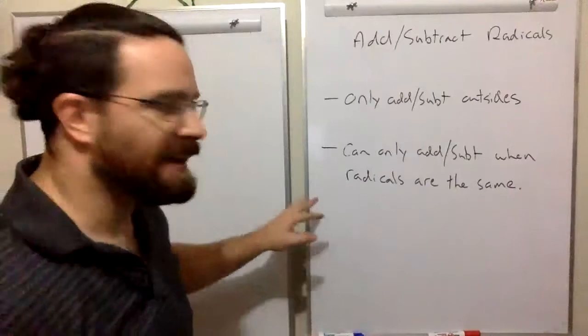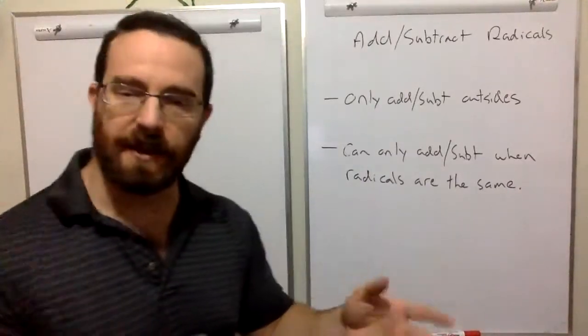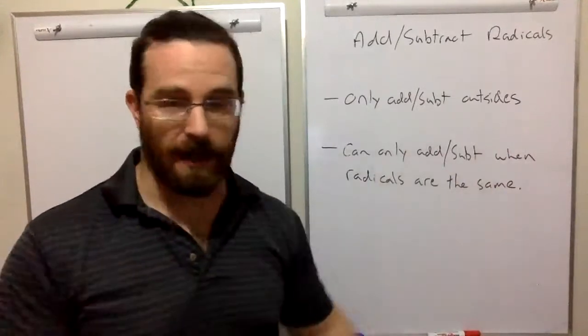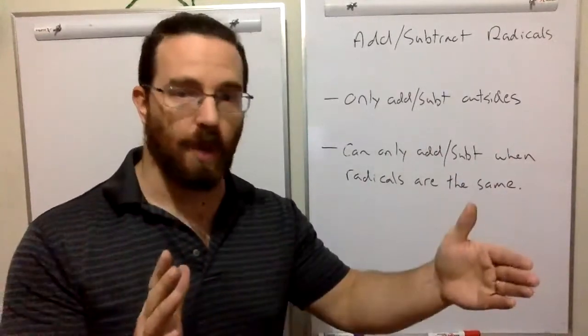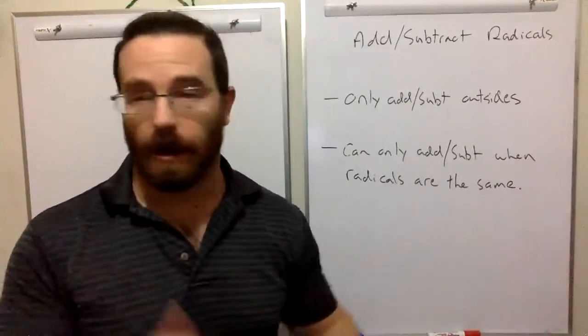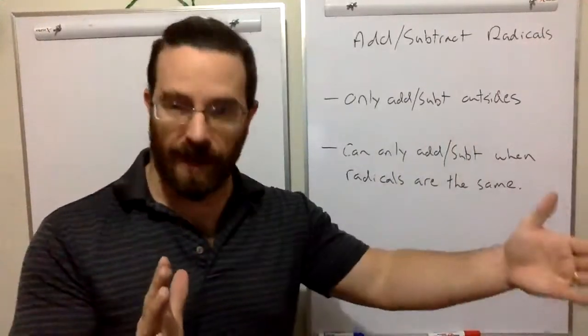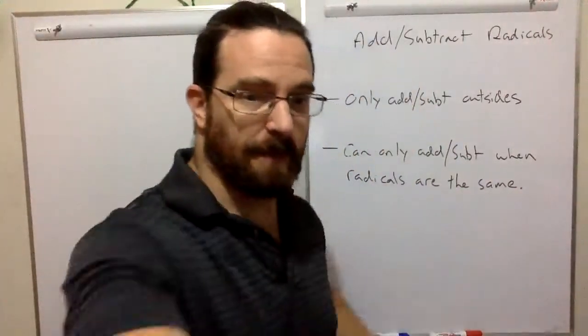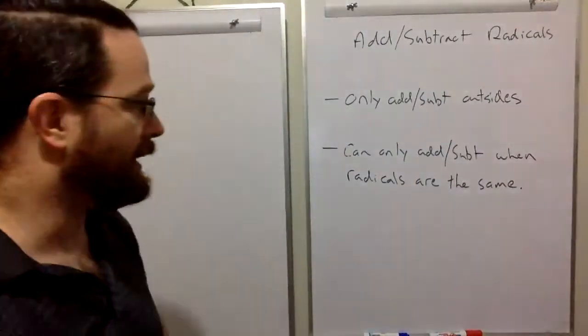In this way, they kind of work like variables. The way that you can only add things if they have the same variables. An x only adds with another x. A y only adds with another y. Likewise, a radical 2 can only add with another radical 2. A radical 3 can only add with another radical 3. Have to have the same radicals. So let's take a look at a couple of examples really quick. Make sure we understand what we mean by that.